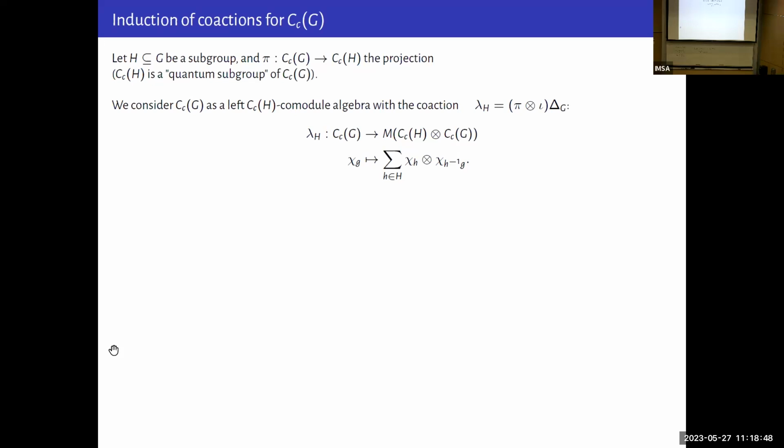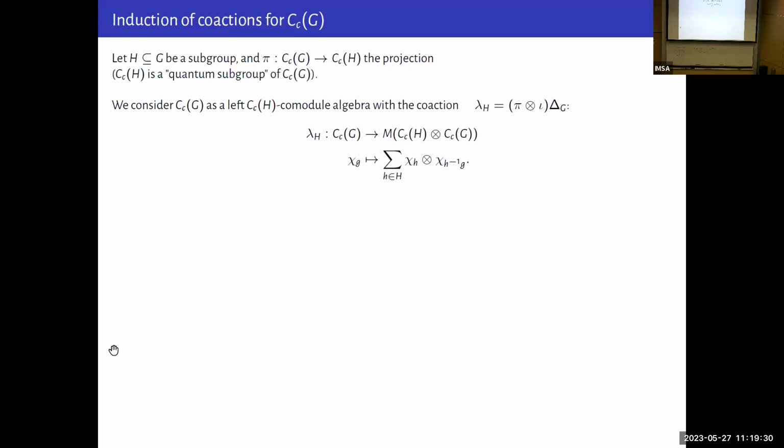So the first thing to do is to consider C_c(G) as a left comodule algebra over this algebra. And the coaction is given by the multiplication composed with the projection tensor identity. In this case, we can explicitly write what it is. So this delta goes from this algebraic quantum group to the multiplier algebra of the tensor product. I didn't write the definition of the coaction of a multiplier Hopf algebra. It's the same as in the case of Hopf algebras, but we allow this morphism to take values in the multiplier algebra.